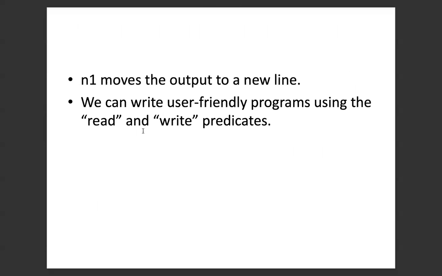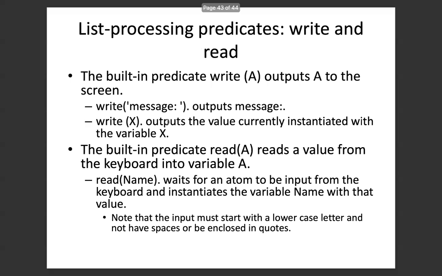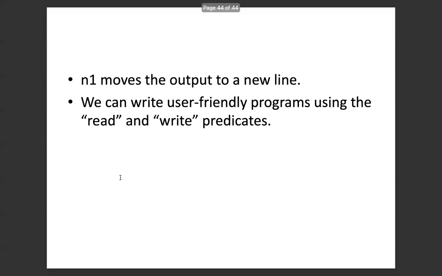Okay, nl outputs the values into a new line, kind of like how we do in high level languages as well. So we can use \n to print something on a new line. We can write user-friendly programs using the read and write predicates. So if you want to take an input from the user or present results with proper prompts, we can use the read and write predicates as mentioned here.